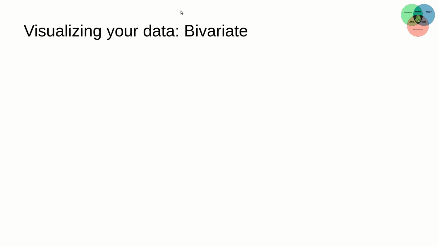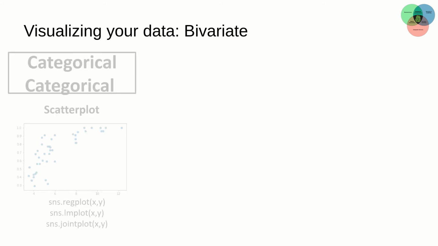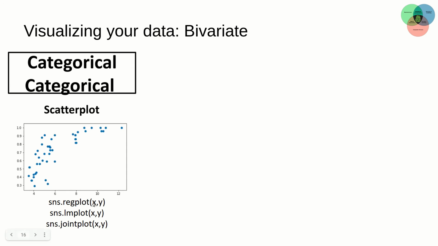So what if you want to visualize bivariate data and you want to determine the relationship between two variables? Firstly, note how Seaborn requires you to have two lists as parameters to the functions you call, as opposed to one list like in the previous slide. And if you have two categorical variables and you want to plot them against each other, then perhaps a scatter plot is a good way to do this.